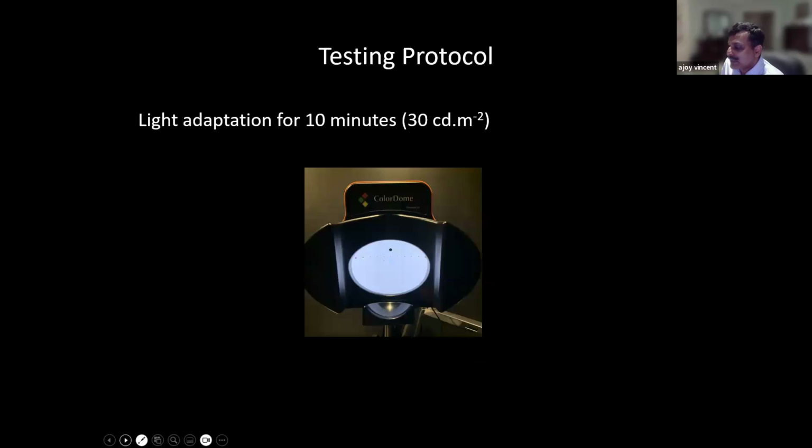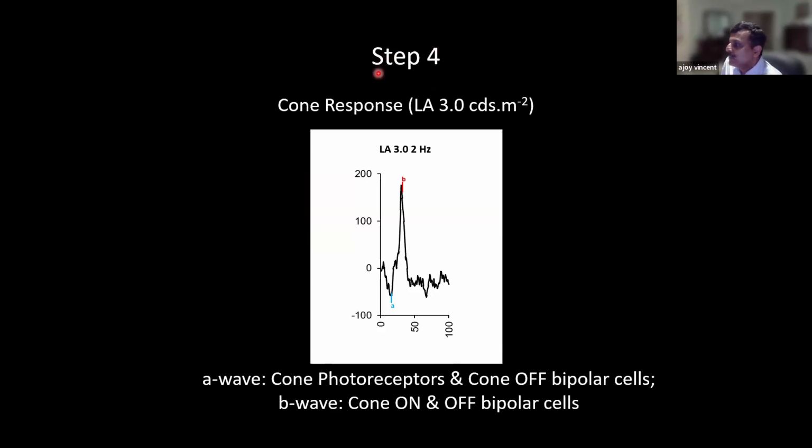Once we are done with the dark adapted testing, which includes these 3 steps, then you light adapt the eye for 10 minutes. What this does is it turns off the rods and sensitizes the cones to function well. Step 4 previously used to be called the single flash cone response, where you have a 3 candela second per meter square flash, and you have 2 components to it.